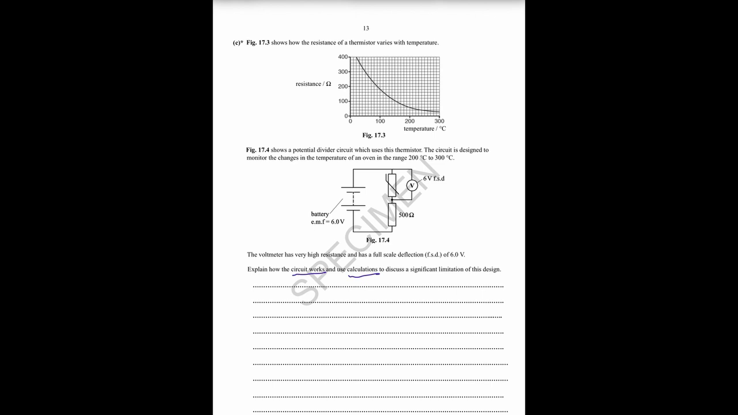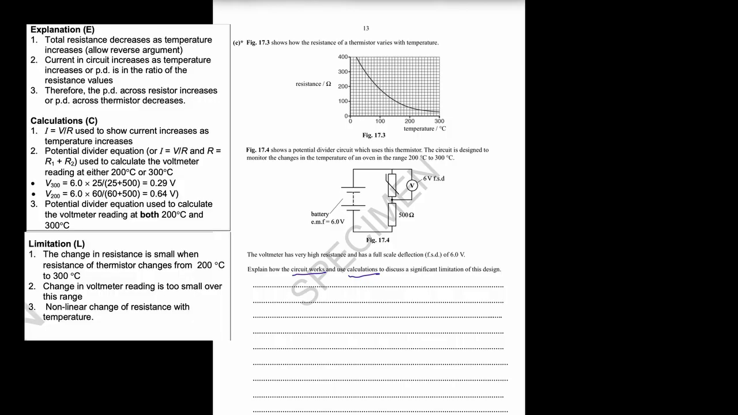Okay, so I will put the mark scheme up. I'll just go like that. There we go. But the way that I explain it might be easier than looking at the mark scheme, so I'll have both.